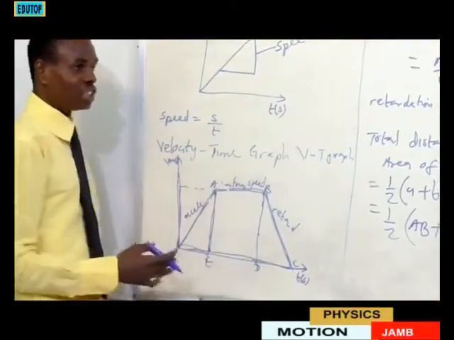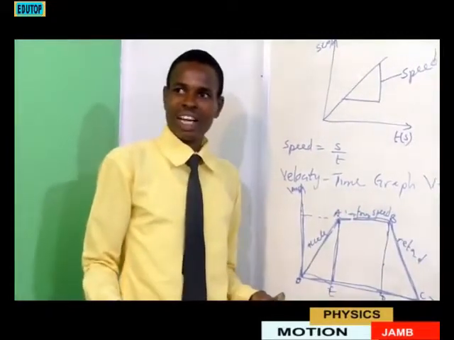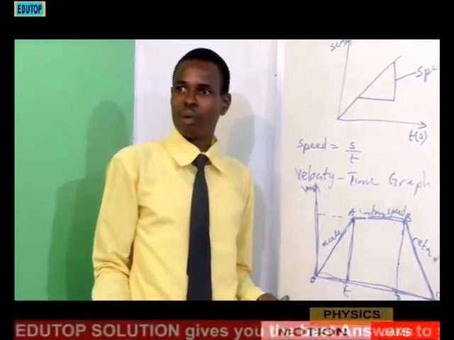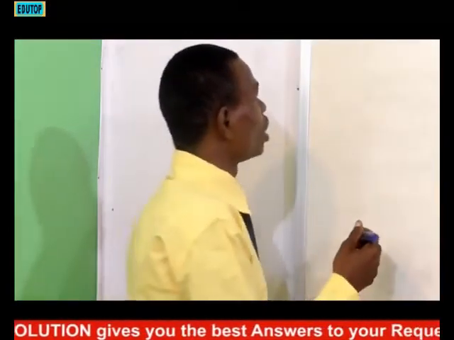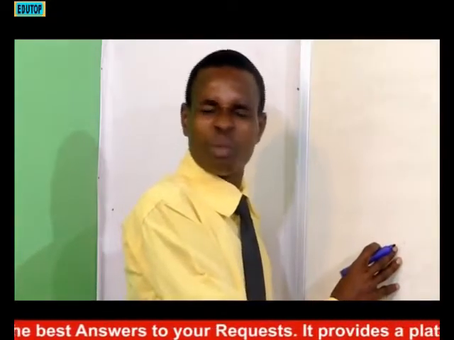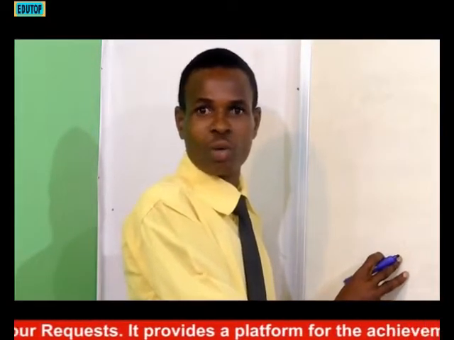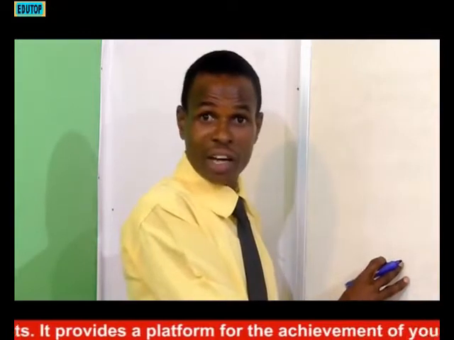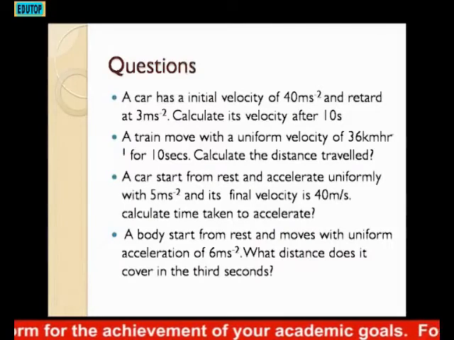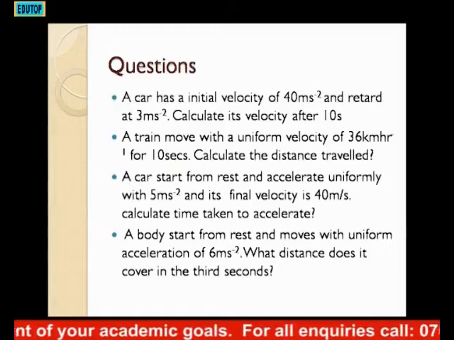Now that you understand this, you can go into some calculations. Let's consider some calculations to buttress our points. Let's consider the following questions under motion. All these questions we are going to look at now are typical past questions. And I want you to see how the question is being asked and the way we are going to answer it. Question number 1. A car has an initial velocity of 40 meters per second.